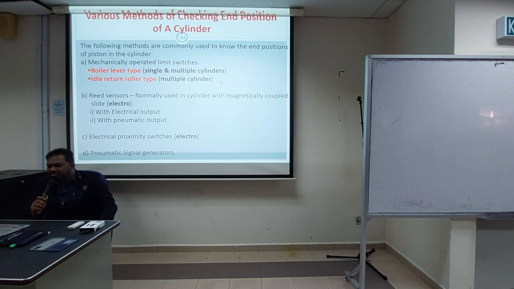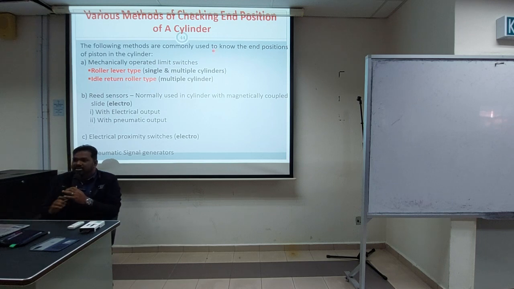Okay, so various methods of checking end position of the cylinder. So yang ni yang saya bagi tahu tadi. So whether cylinder end position, apa tu end position? End position of cylinder. Apa tu? Whether cylinder fully extend ataupun retract. So dia nak detect whether, sebab dia bergerak macam sensor. Okay. So end position, so normally cylinder ada 2. One fully extend ataupun fully retract. So in between tak ada sensors.